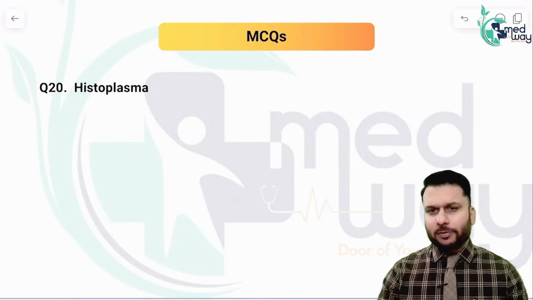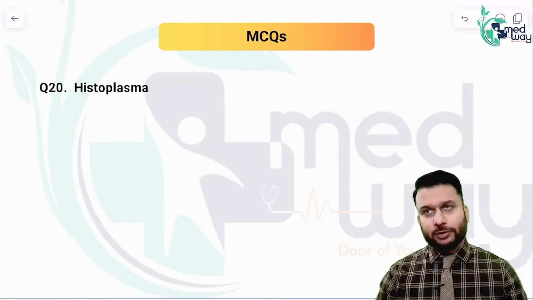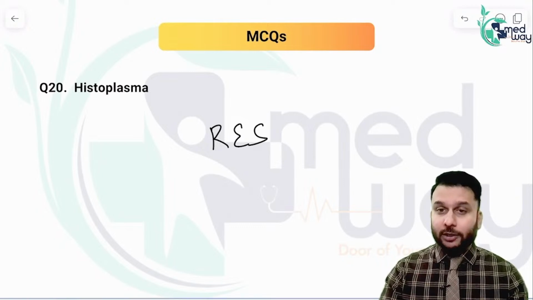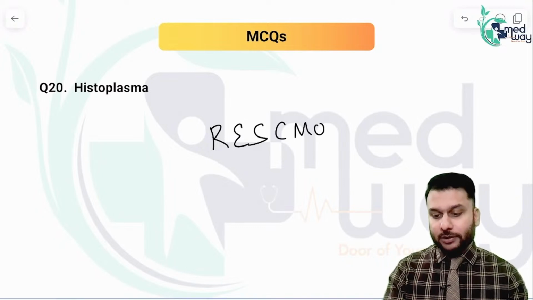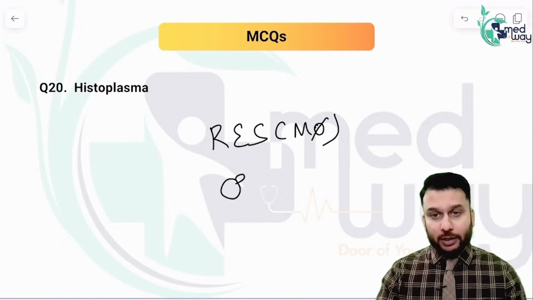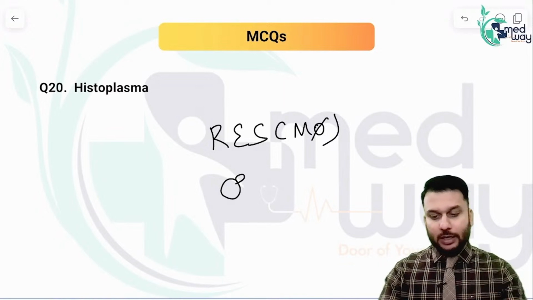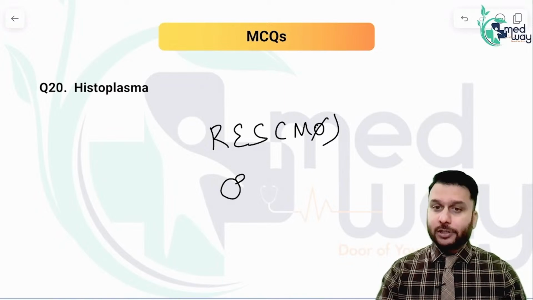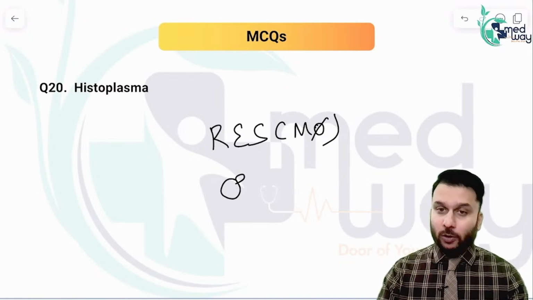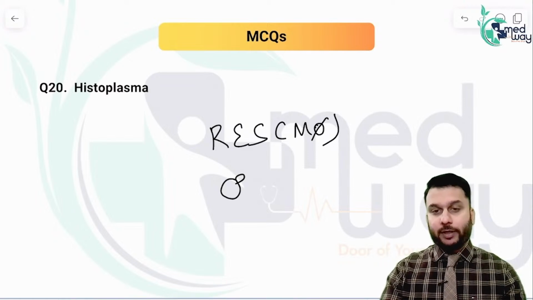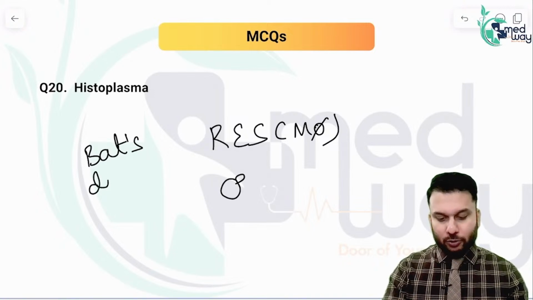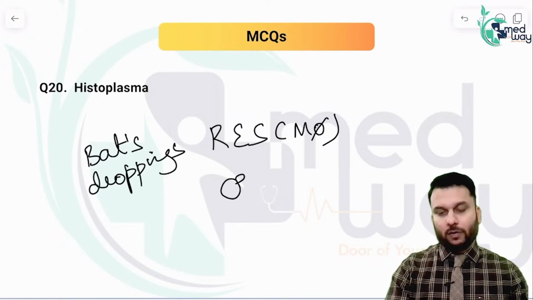So for histoplasma, there is nothing much they can ask you. First of all, you've got to remember that histoplasma affects the reticuloendothelial system, that is, macrophages. This organism will be seen as narrow-based budding inside those macrophages, an intracellular organism. One more thing: histoplasma is also called cave's disease because it spreads through bat droppings. Okay, bat droppings. That's it.